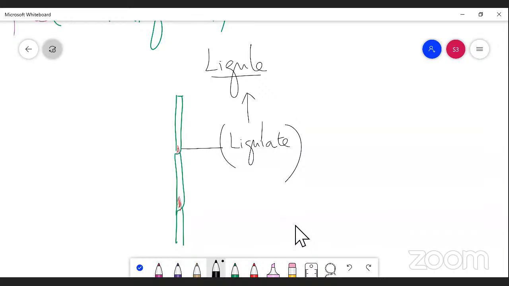So mostly ligule is a characteristic of monocotyledon. Ligules are characterized in only monocot. In monocot plants you find ligules are present, whereas in dicotyledon you find stipules. Please understand, stipules are present in dicot and ligules are present in monocot.